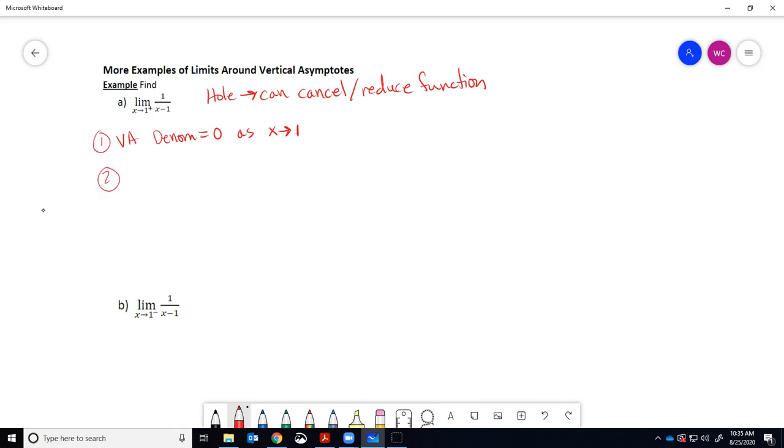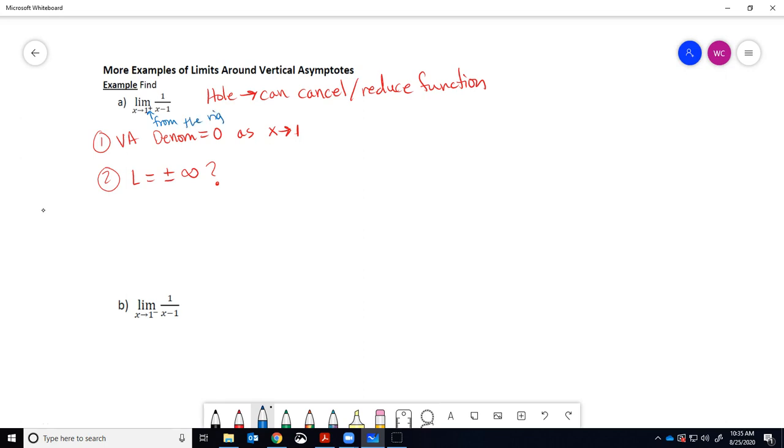So step number 2 is to remember, if you're approaching a vertical asymptote, you can never actually reach it. All you can do is get closer to it, whether it's in the positive direction or the negative direction. So our limit is either plus or minus infinity. Which one is it? Well, we're approaching 1 from the right. The little plus sign means from the right, remember.